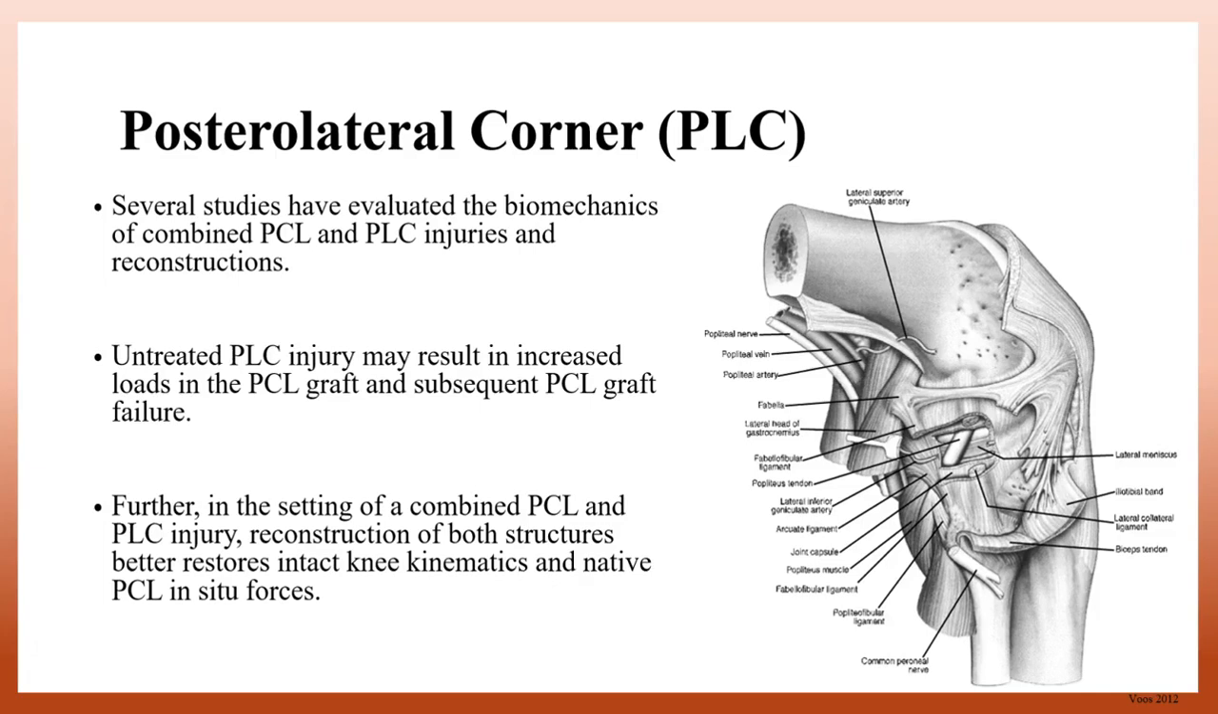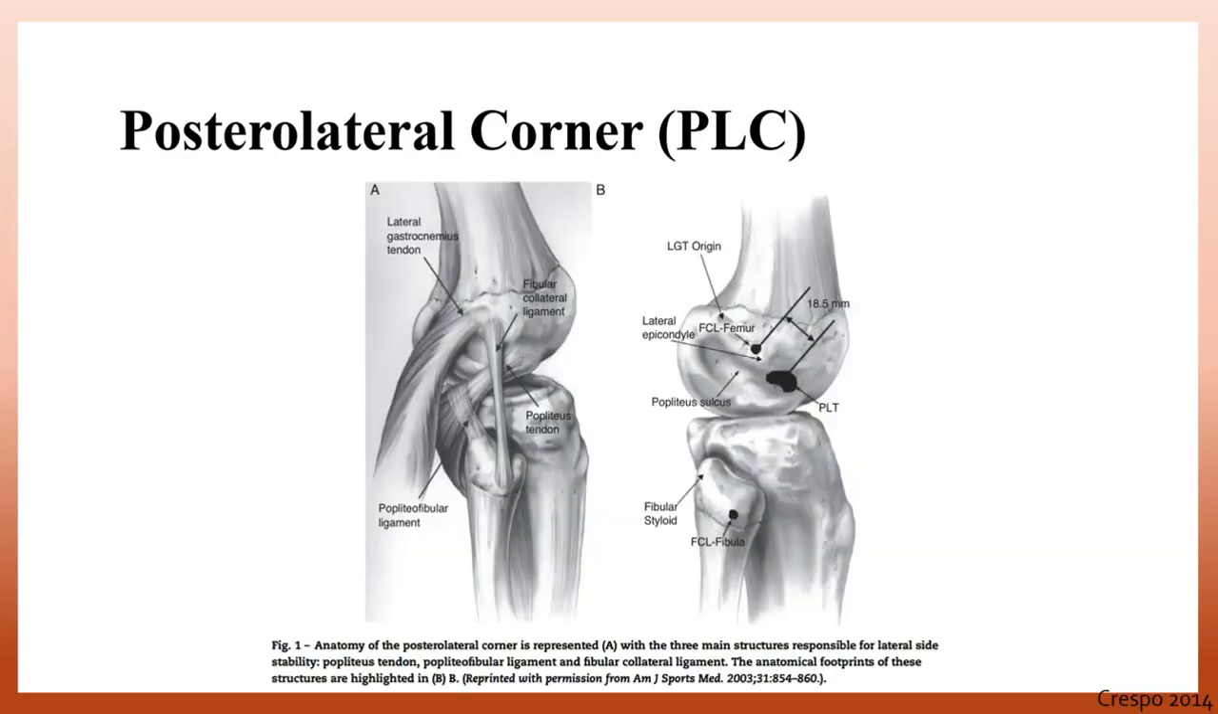So long story short, they require several different grafts to reconstruct the posterolateral corner, and the three main structures responsible for the lateral stability are going to be the popliteus tendon, popliteofibular ligament, and the fibular collateral ligament, as well as the PCL back there too. That makes up the posterolateral corner, as well as the posterior aspect, and a lot of times all of these are injured. And so you can see from an anatomical standpoint where these structures are and how, with a hyperextension varus moment of the knee, they may get injured.